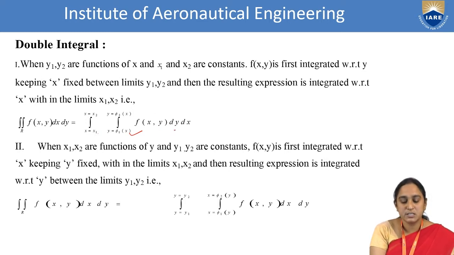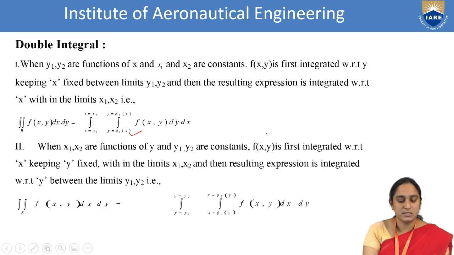For that case, first integrate with respect to y. After that, integrate with respect to x. That is the first type of the double integral, when y1, y2 are functions of x and x1 and x2 are constants. First integrate f of xy with respect to y, keeping x fixed between limits y1, y2, and then the resulting expression is integrated with respect to x within the limits x1, x2. That's the first type. Next, the second one.